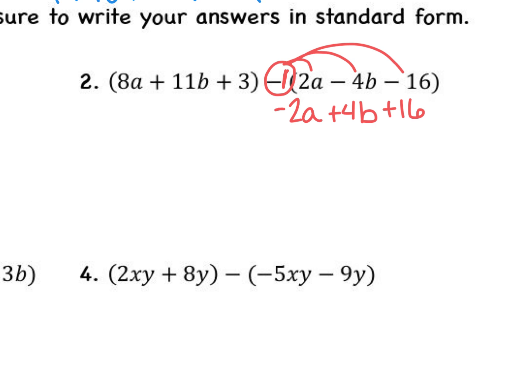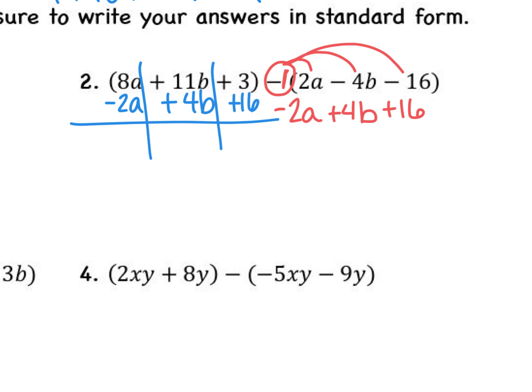Okay, and again, you can use your circles, you can use your squares if you just want to line them up, right? I can say, okay, I have 8a and a negative 2a. I have a positive 11b and a positive 4b. I have a positive 3 and I have a positive 16. So you can line them up like this, or if you wanted to, use your shapes, right? We could circle those. Make sure if you're using shapes that you're including that sign in front of it. Okay, so whichever way works best for you. If you want to go across or if you want to write them vertically.